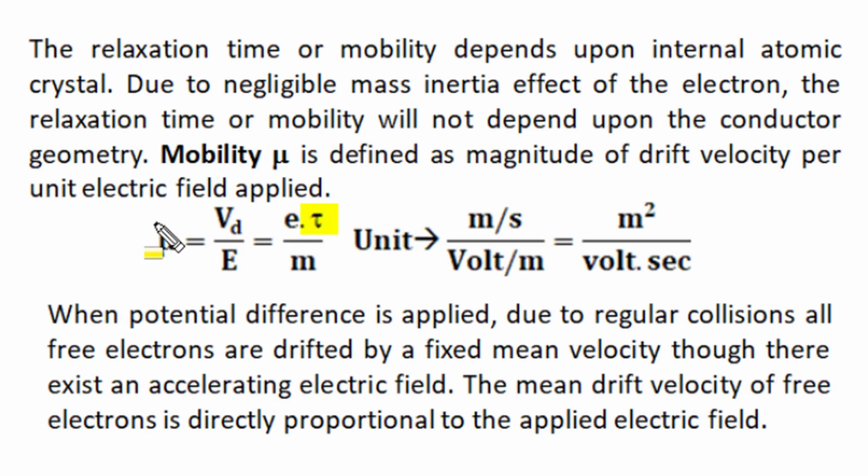Relaxation time or mobility of a conductor depends upon the internal atomic structure of the crystal, and due to the negligible mass inertia effect of free electrons, the relaxation time or mobility doesn't depend upon conductor geometry. Now we can define mobility as the magnitude of drift velocity per unit applied electric field. Velocity is meter per second and electric field intensity is volt per meter. So the unit of mobility is meter square per volt second.